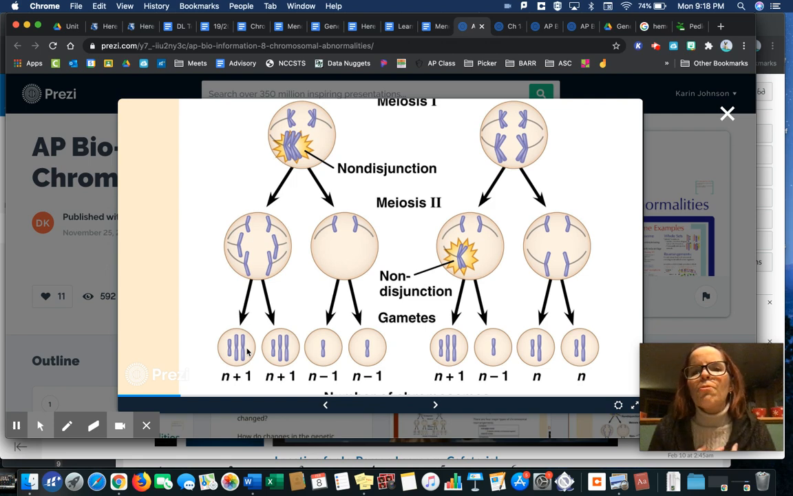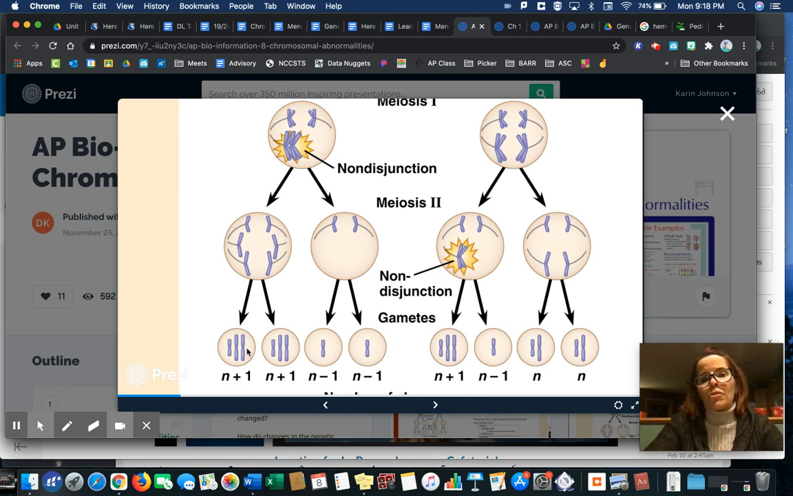Let's say we had a sperm that had an extra chromosome in it, and it joined with an egg that had the correct number of chromosomes. You would end up with an individual that had 47 chromosomes. If that were chromosome 21, that we had the extra one, then that's Down syndrome. Down syndrome is called trisomy 21.